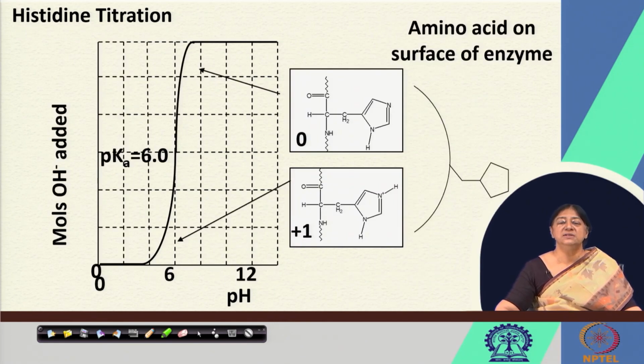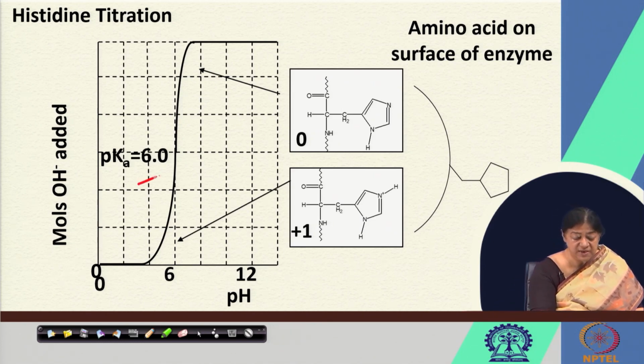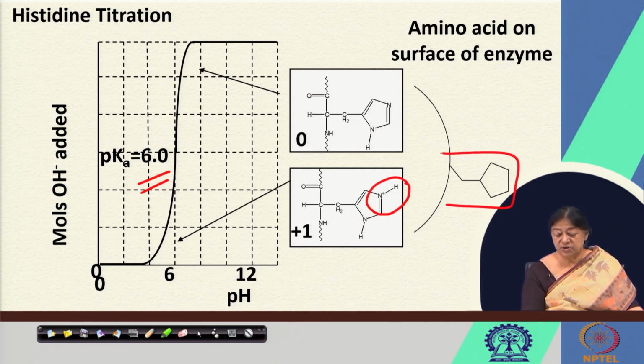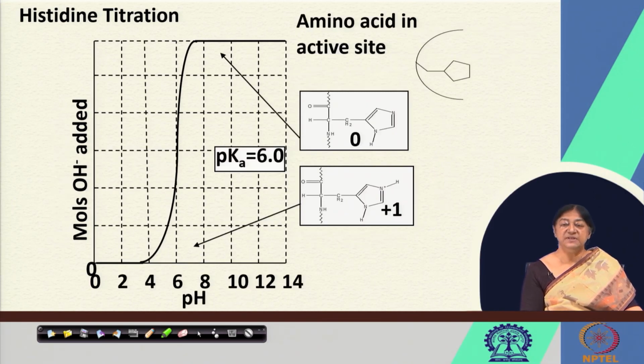So, if we consider the imidazole of the histidine at the surface of an enzyme, the pKa value is 6. Now, what does this pKa value correspond to? It corresponds to the loss of this proton of the imidazole group. If we look at a rough representation of the imidazole on the surface of an enzyme, what happens if this amino acid is at the active site?